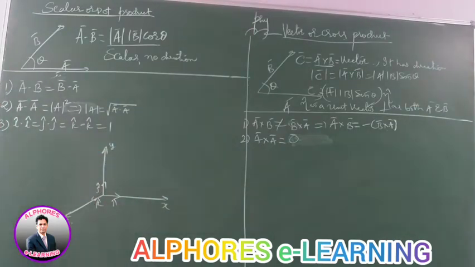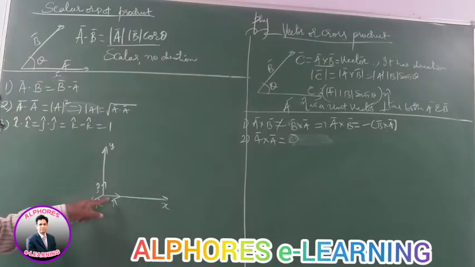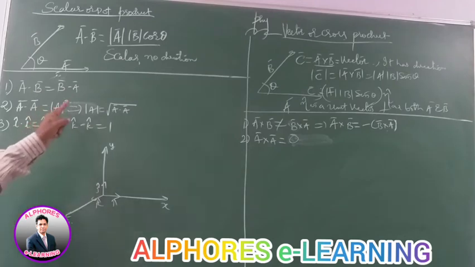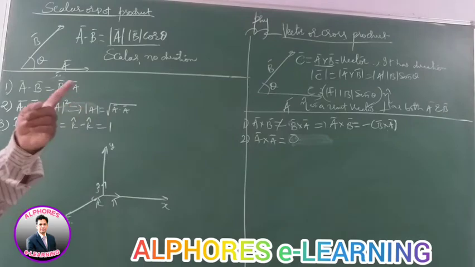Then I cap dot I cap, same angle, so it is I square. I is a unit vector, so it is 1. J dot J is J square, but J is again unit vector, 1. K dot K is again K square, unit vector, 1. It's a scalar, only 1.